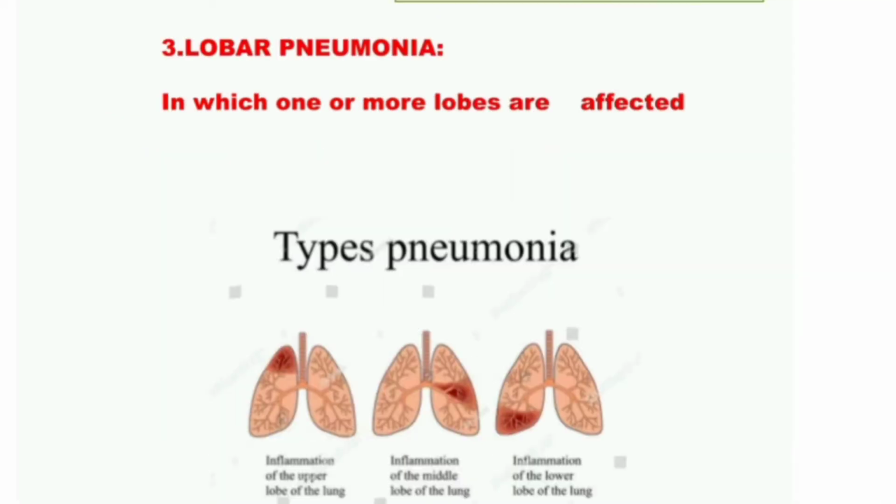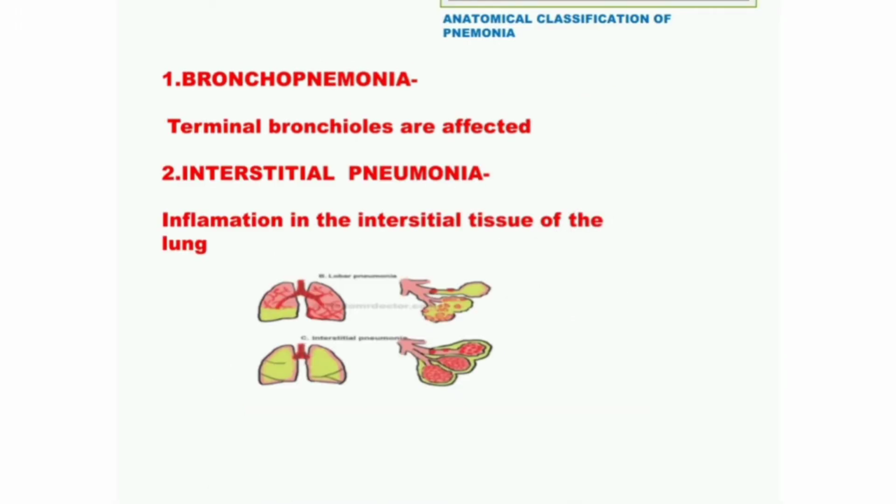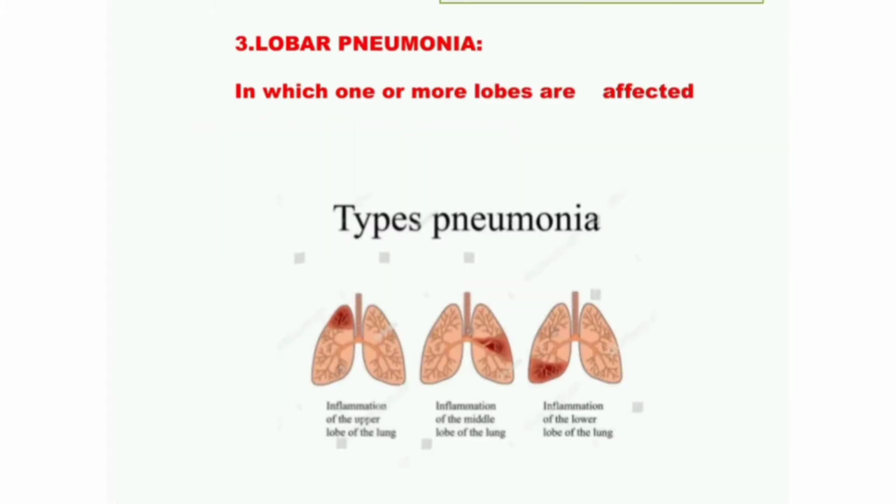First, we can see bronchopneumonia. In this, the terminal bronchioles are affected and become filled with exudate, pus or patches. This is the common pneumonia we see among younger children. Then the next one is interstitial pneumonia. Here, the interstitial tissues of the lungs are affected. Then lobar pneumonia. Here, one or more lobes are affected. You can see the picture. This picture clearly shows different areas of the lobe affected with pneumonia.